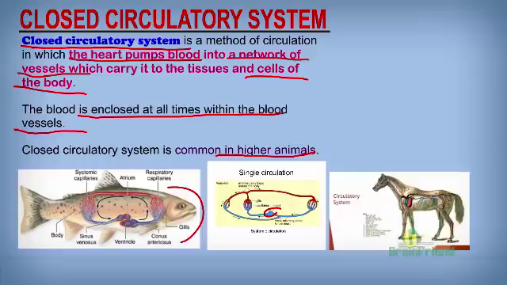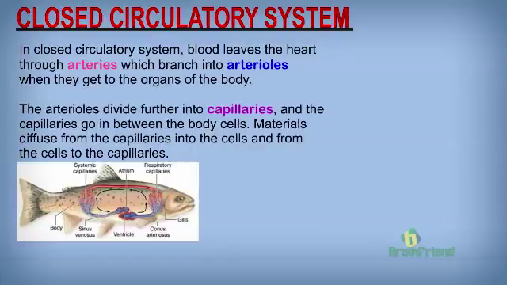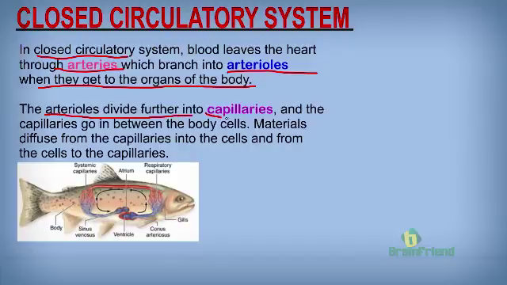It is pumped from the heart. It flows through vessels, enclosed in vessels, and it goes round the bodies of organisms. In a closed circulatory system, blood leaves the heart through the arteries. As we mentioned earlier, the arteries give out smaller branches known as arterioles. These arterioles penetrate different organs in the body. And at the organs, the arterioles divide further to become capillaries.